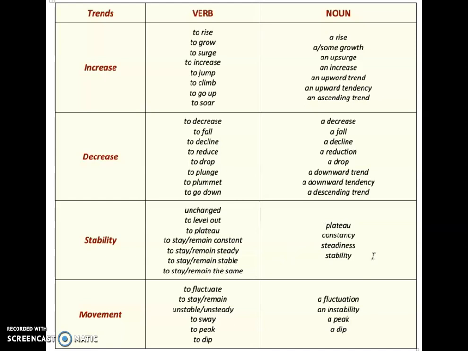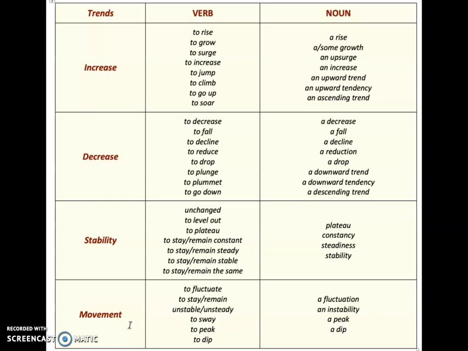We want to refer to it with nouns. We could say it has a plateau, or there was a plateau, or there was constancy in the levels, or steadiness, or stability.